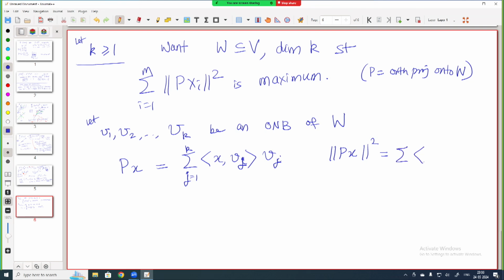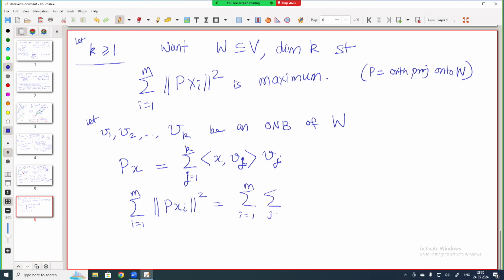So, what is this norm Px square? Sorry, let me back up one second. I have to interchange the order of summation also. So, let us write what we want: the sum of the squares of the Pxi's, i goes from 1 to m. I will rewrite it as the sum over i equals 1 to m, j equals 1 to k, of the modulus of the inner product of xi with Vj, squared, but I will interchange the order of the summations.